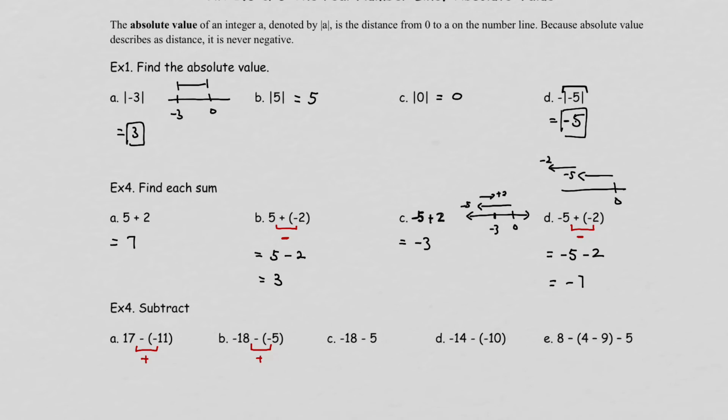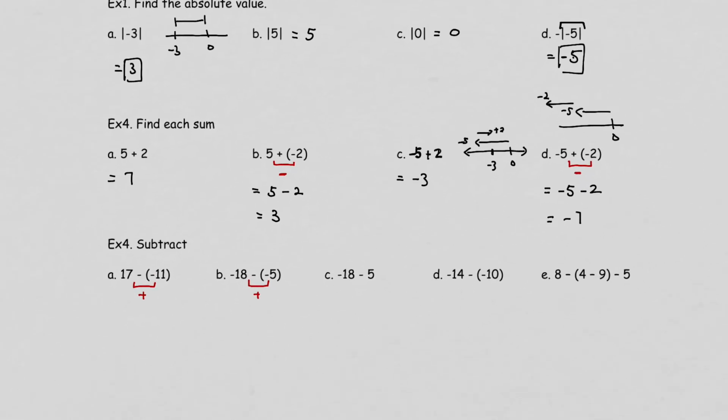What about this one? When you combine subtracting a negative, I mentioned that's the same as adding 11. And that's what we already know, just same sign. So we'll be adding, it will be 28.